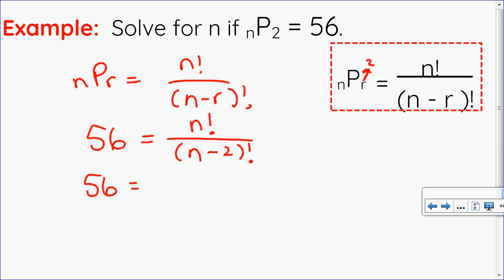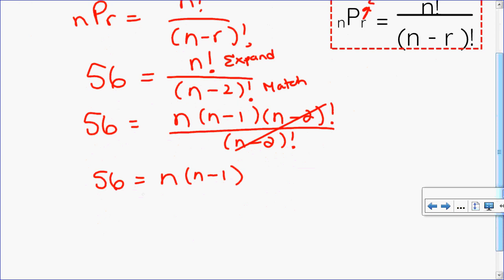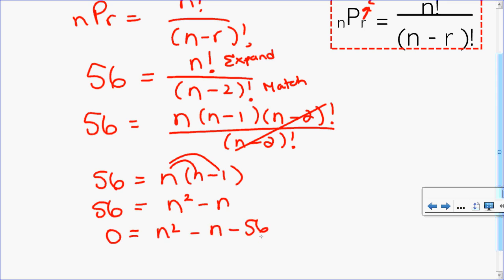I'll start with the numerator, and this is the bigger one, so I'm going to expand until it matches the n minus 2. So start with n, go one less, n minus 1, then n minus 2, and I can stop because it's a factorial and it matches. So that cancels. So I'm left with 56 equals n times n minus 1. So I have a nice quadratic that I'm going to use to solve. Remember, when you're solving quadratics, you want to expand by distributing it in, and then set it to 0. So I'll just subtract 56 from both sides. Now I just have to factor this quadratic.